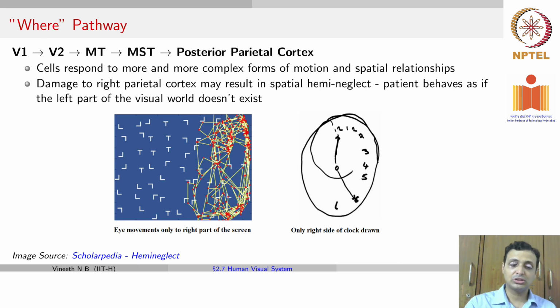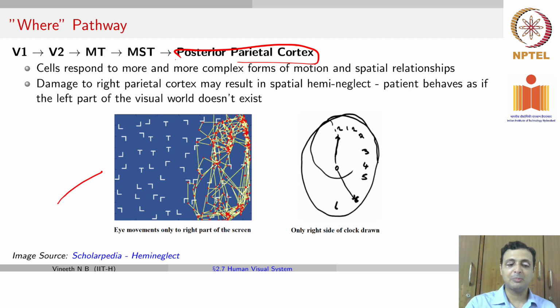In fact, it has been shown that damage to the right parietal cortex could lead to a condition called spatial hemi-neglect, which is considered a disability, where a patient cannot see one side of themselves all the time. Once again, that relates to the where pathway. If one part of the parietal cortex is damaged, they really cannot see one side of the scene around them, and the patient behaves as if that left field does not exist at all.